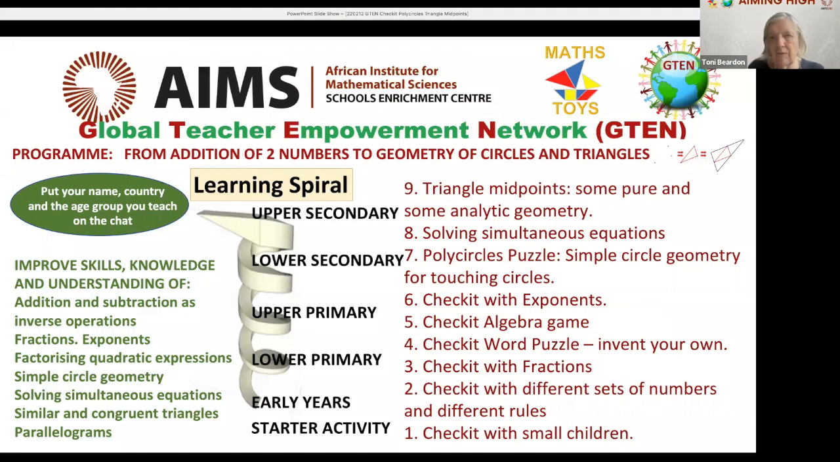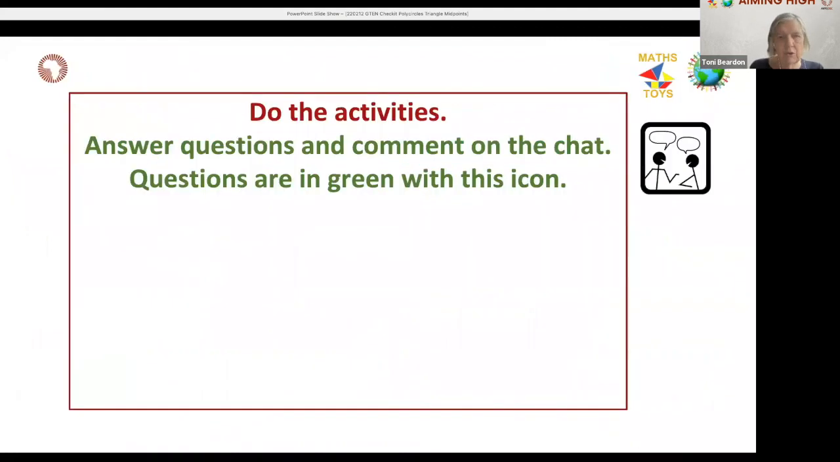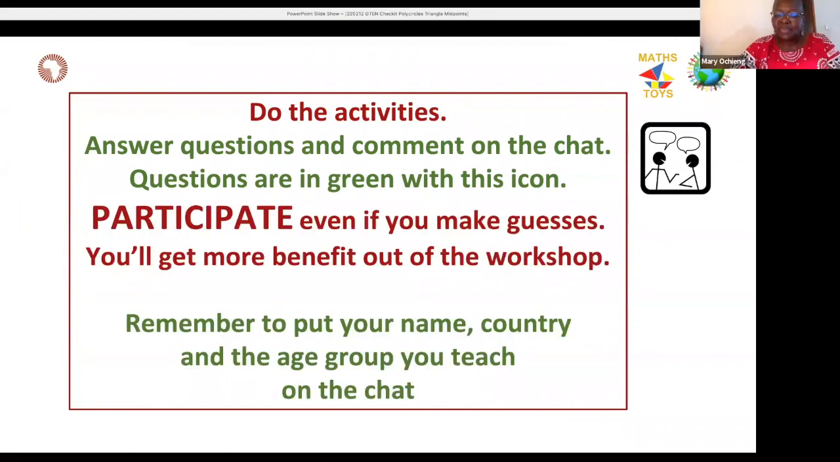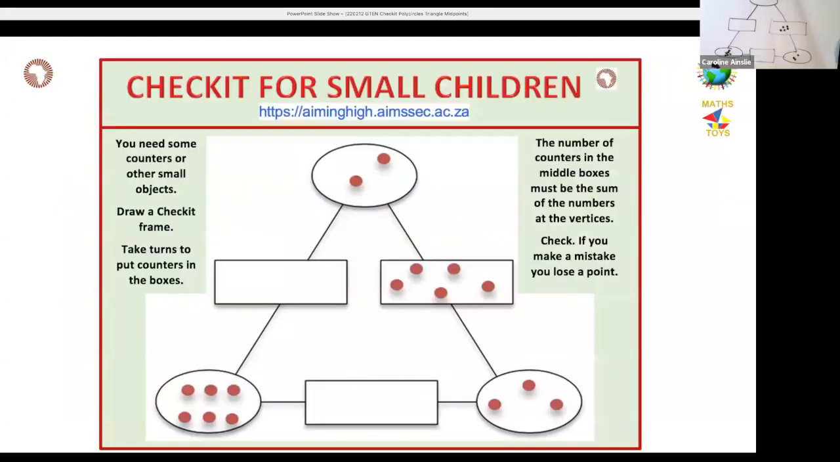Touching circles, and then that's going to lead to solving simultaneous equations. And the last section is on the midpoints of triangles and some pure and some analytic geometry there. So we have a rich feast of mathematics for you this afternoon. We're all going to participate as we make comments in the chat. We'll be asking you to make guesses, and we'll be giving you things to think about.